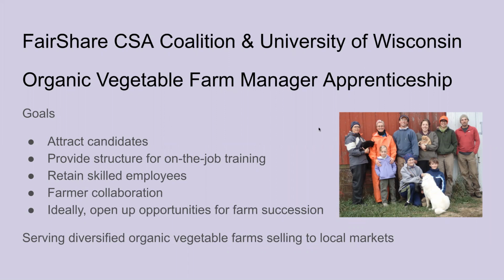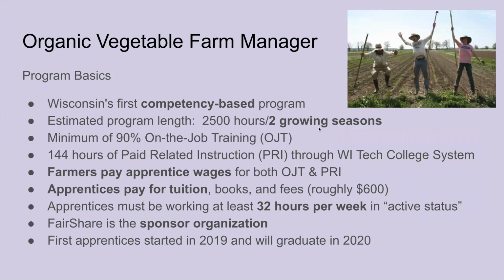Can you move to the next slide? So here are the basics of the program. It's Wisconsin's first competency-based program. There are 3 types of apprenticeship that are available in Wisconsin. One is purely hours-based. So if you work X number of hours, then you graduate from the program. One is purely competency-based, where you achieve the competencies in the skills laid out in the manual. And once you achieve that, you can graduate from the program. And then the third is a hybrid. It's a combination of a minimum number of hours and also reaching competencies. And the farmers in this stakeholder group decided that the competency-based one is the one that they wanted to use.